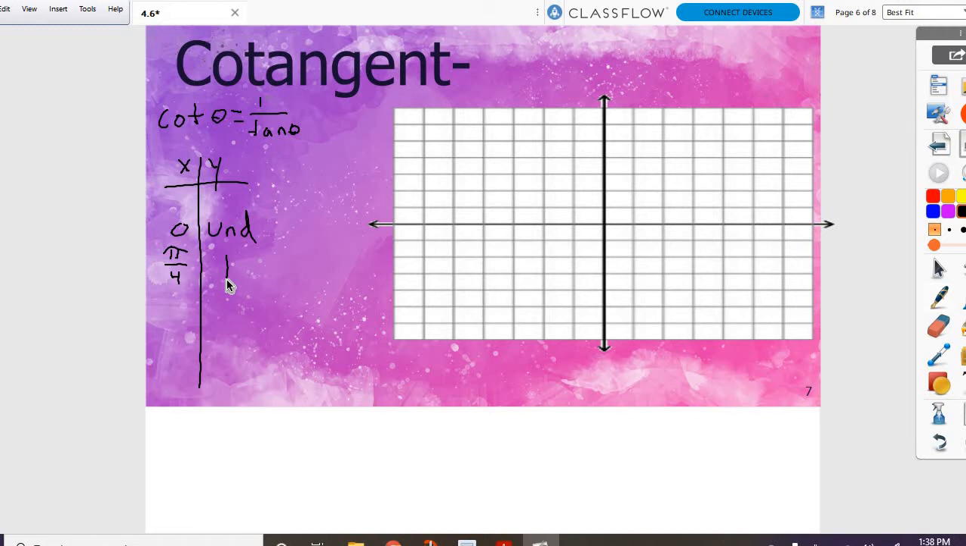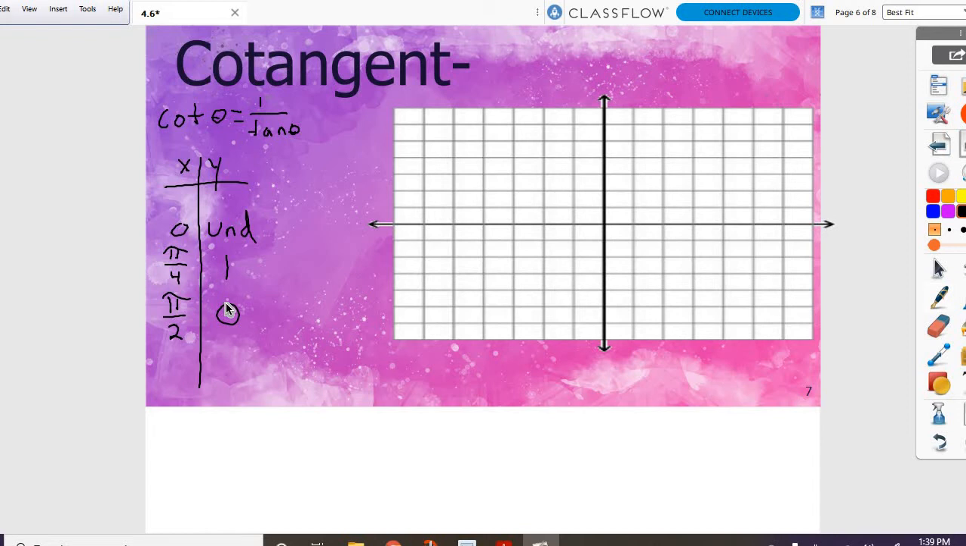Next, if we looked at pi over 2, this is where tangent is undefined because for tangent we get 1 divided by 0. Well, if we flip that, notice that we would get 0 divided by 1. So cotangent is going to be 0 at pi over 2.